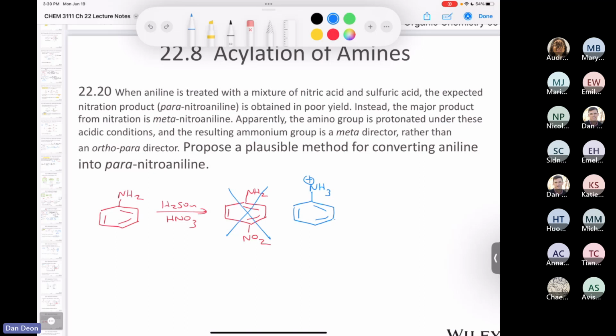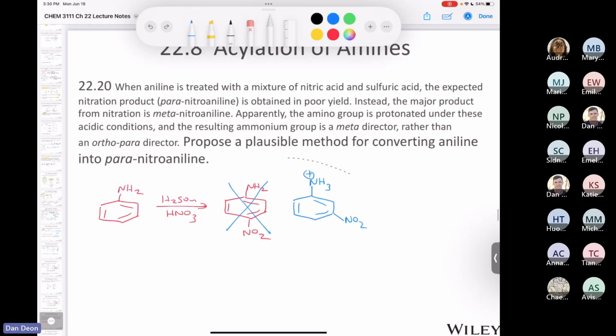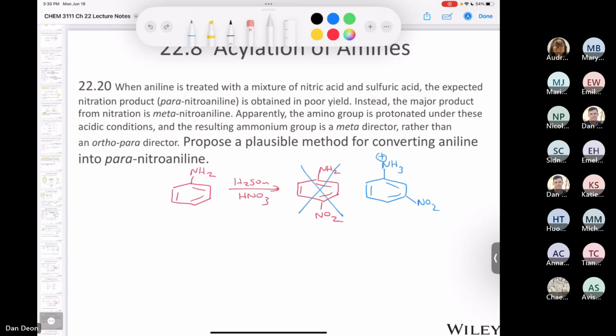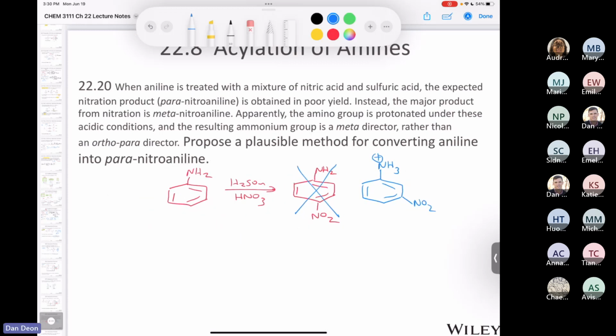So it's going to direct to the meta position instead. So the question is, how would we make this compound? Is there a way to make that compound? And of course, we can make that compound, but we're going to have to use a protecting group. So let me just move this out of the way, okay? And this is how we're going to do it.